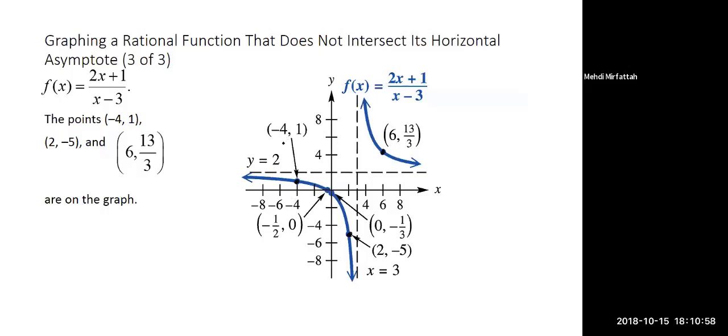If I let x equal to minus 4, y would be equal to 1. And if x equals 2, y is equal to minus 5. So these points will help me to see where my graph is located. And from there, we have to show this graph when it passes through these points and gets closer and closer to these lines. And that's how we can graph it.